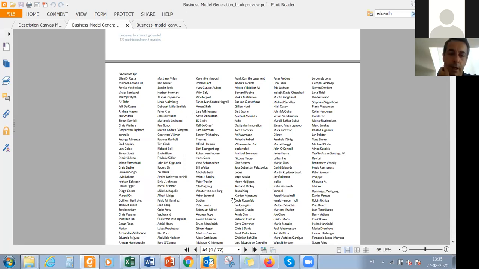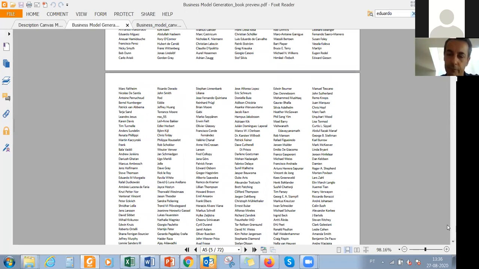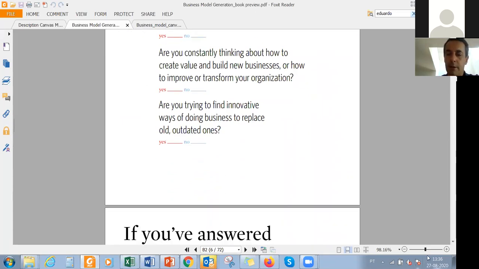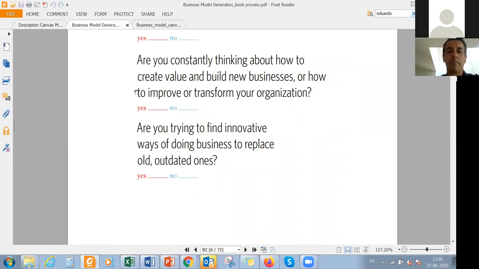Actually, the book had the contribution of many other people. They mentioned at least 400 people that in some way did contribute to the book, and I think they are right when they say that this concept of business model generation as the basis for the definition of a business strategy is relevant if you are thinking about how to create value and how to build a new business.